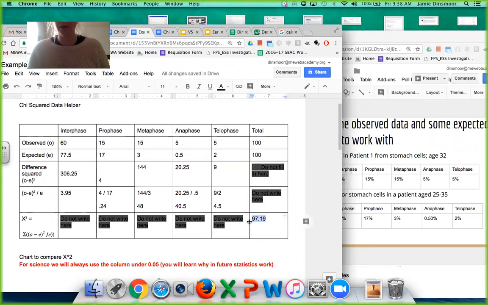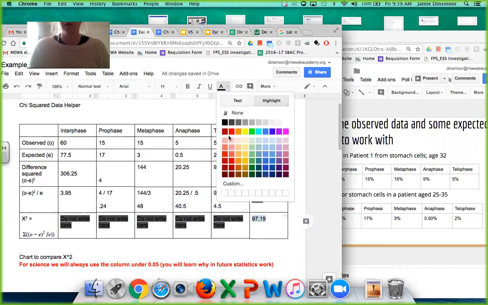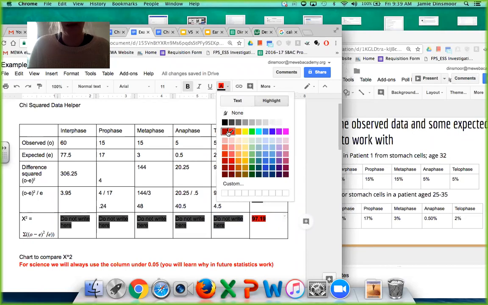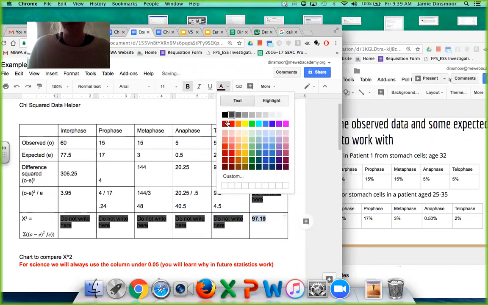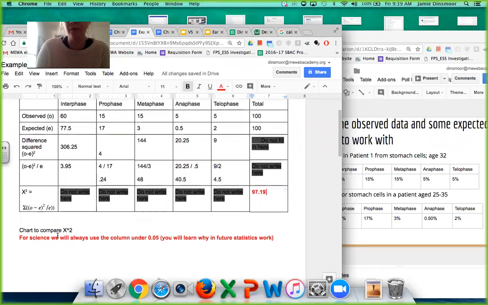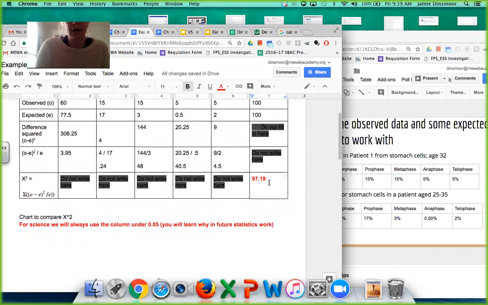So this value right here, that is our most important value that we're getting here because that is our chi-squared value. So again, you can use the chart if you felt like that was easy and quick, or you could straight up just do the equation step by step as well. Some of you might feel more comfortable doing that. But this is our chi-squared value, or our x-squared value here.